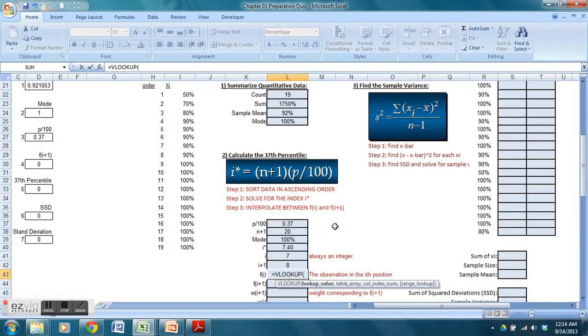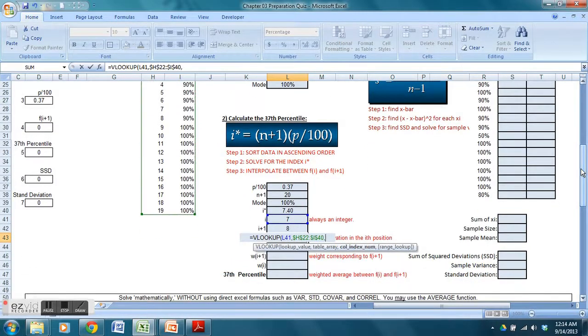VLOOKUP, and then the value I want to look up is 7, and then the table array I want to use is this entire table array, and I want to put dollar signs around everything right here. And then after the dollar signs are in, we want to pull from the second column and FALSE.